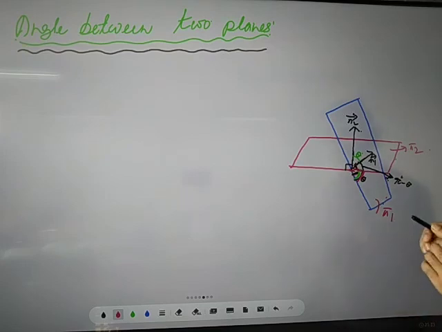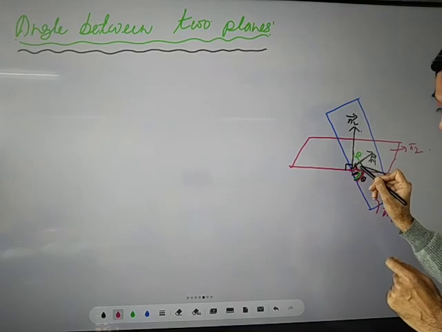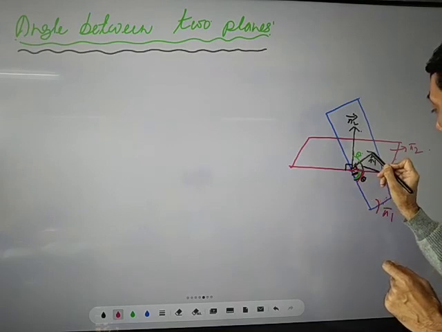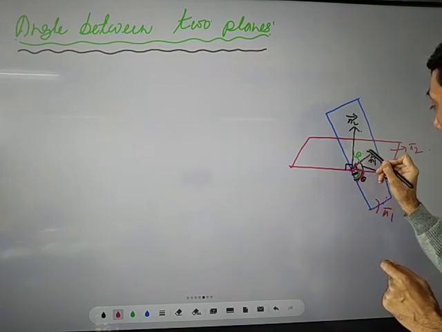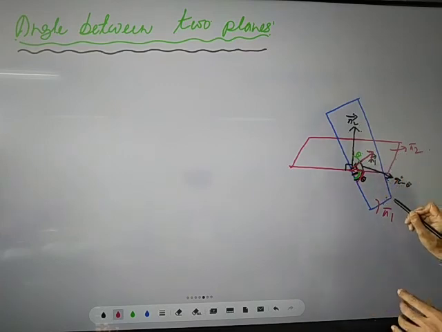Fine. Now, I'm drawing two perpendiculars. This is one normal, n1. Remember this? This is a normal, n1. The vector n1 is a normal to pi 1.